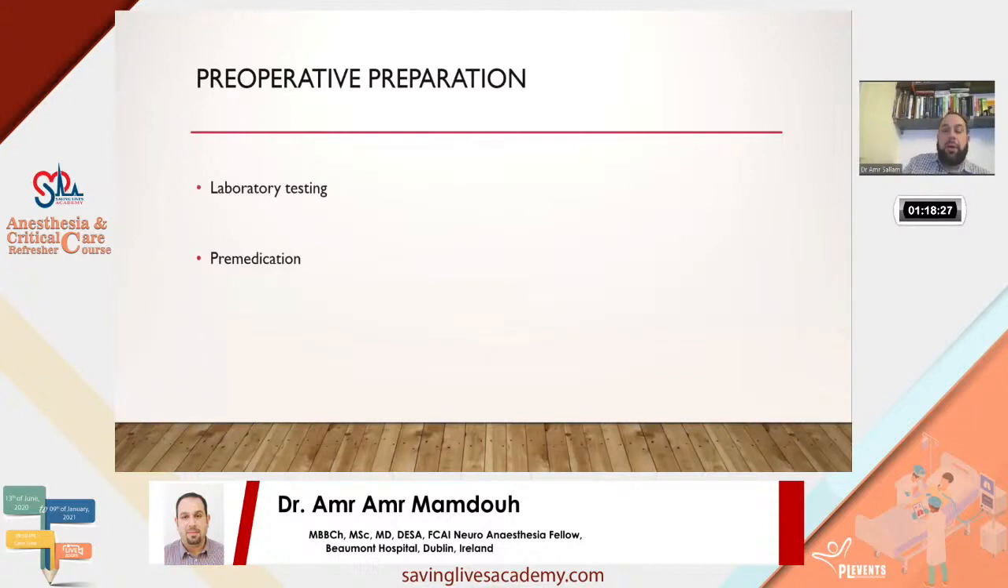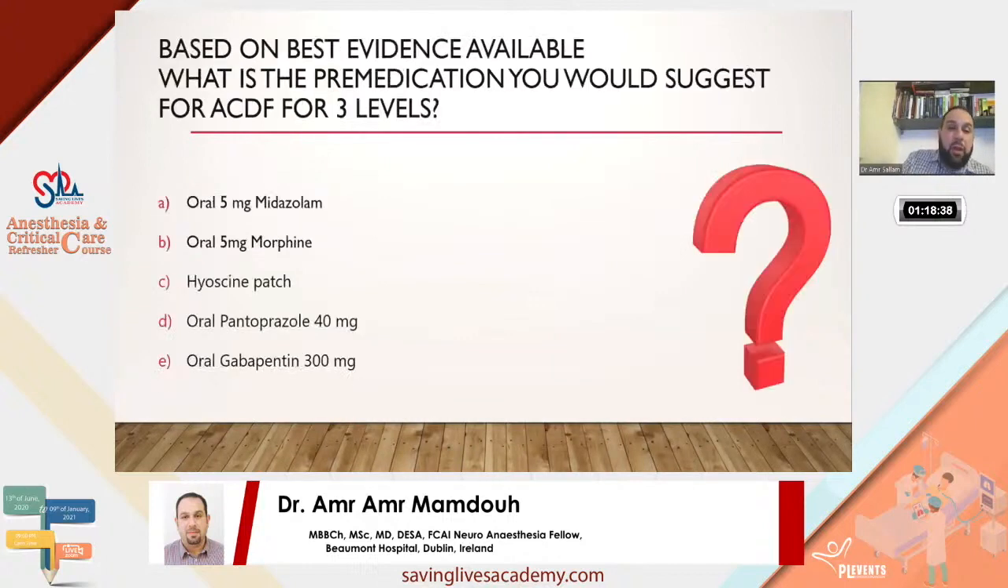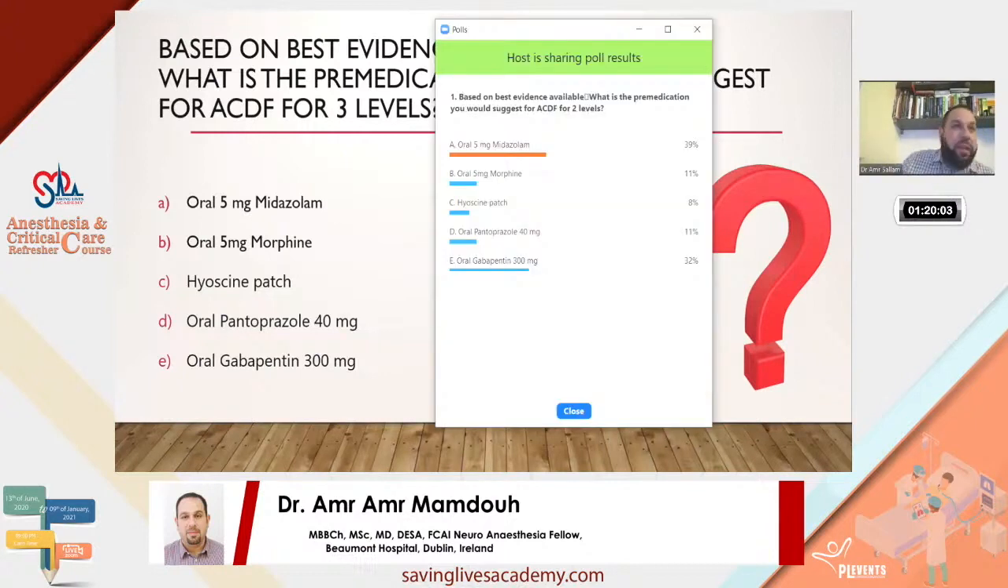And then the most important thing I think about is the premedication itself. And that will lead us to the first question. What do you think is the best evidence-based premedication you would suggest for an ACDF, an anterior cervical discectomy and fusion of 3 levels, which is a major surgery? Is it 5 milligrams of midazolam, 5 milligrams of morphine, a hyoscine patch, an oral pantoprazole 40 milligram, or an oral gabapentin?